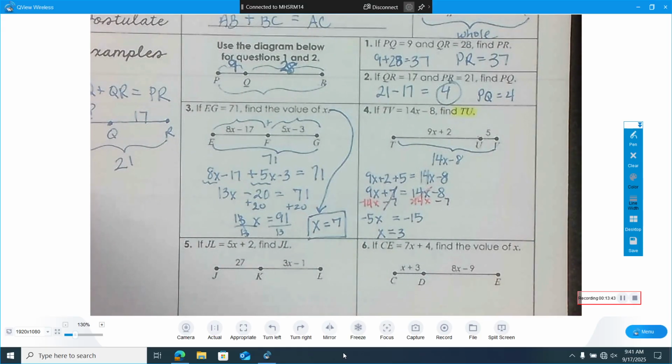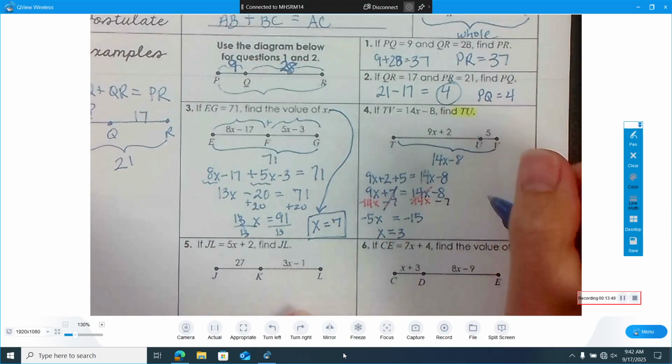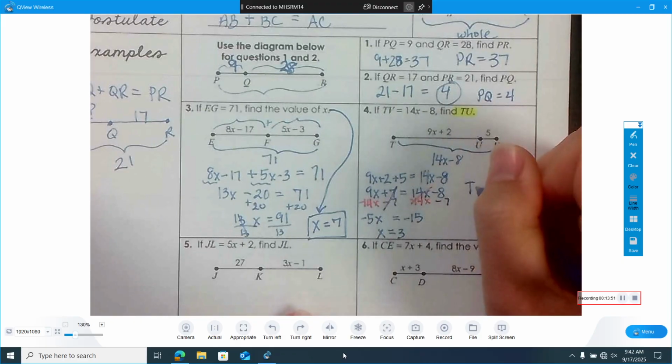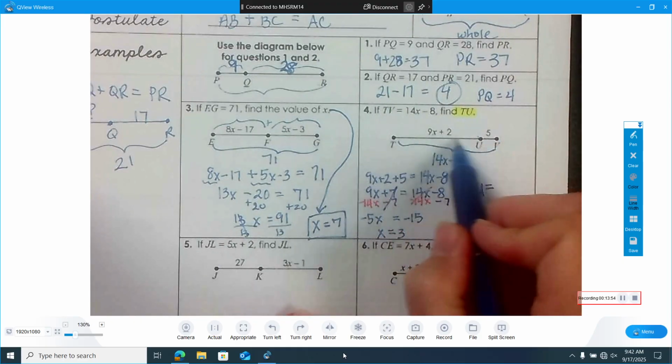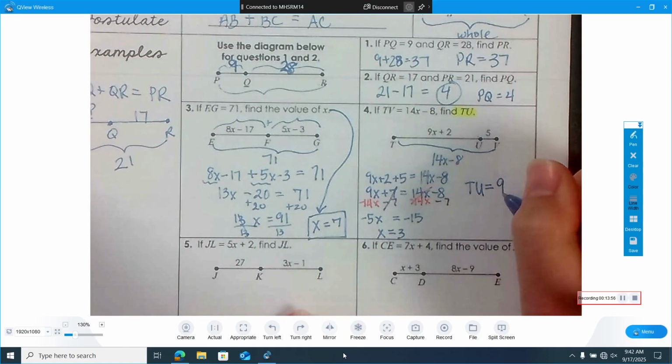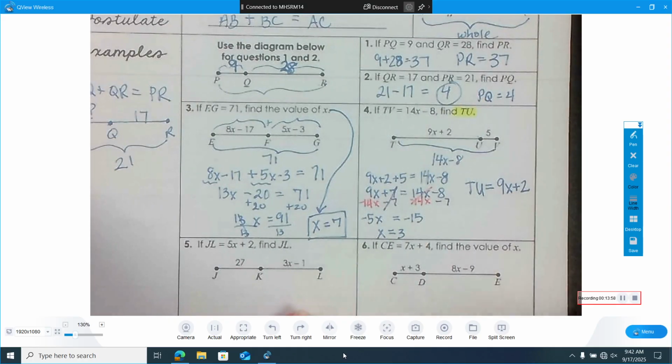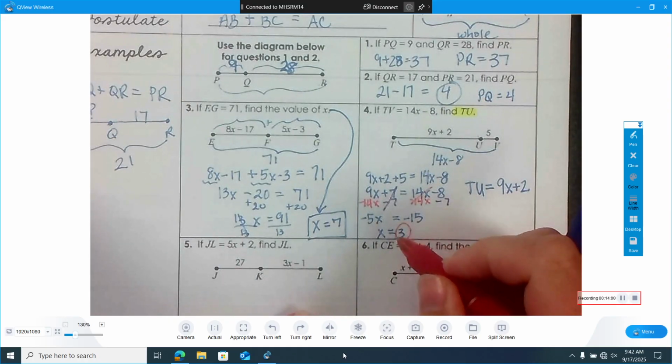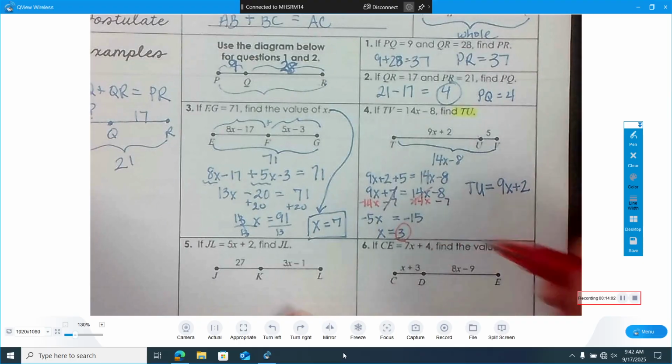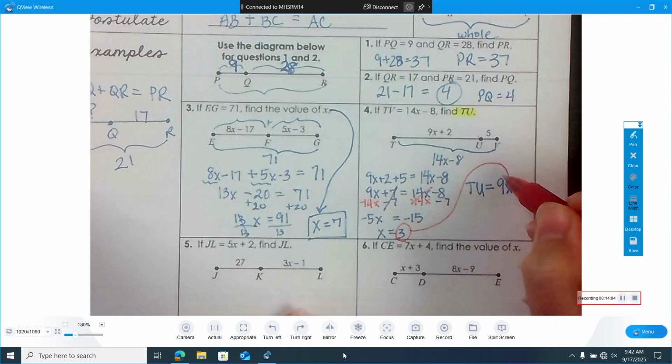Beautiful. Am I done? No, they didn't want us to just solve for x. That was step 1. So I have to find TU. The length of TU is 9x plus 2. What do I need to do with my value of 3? Plug it back in.